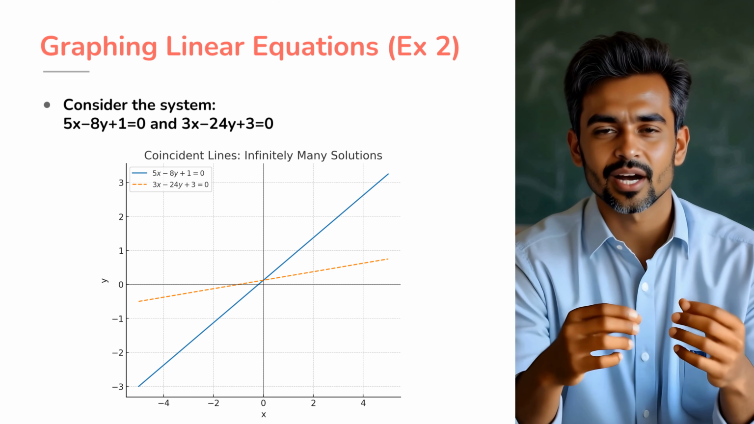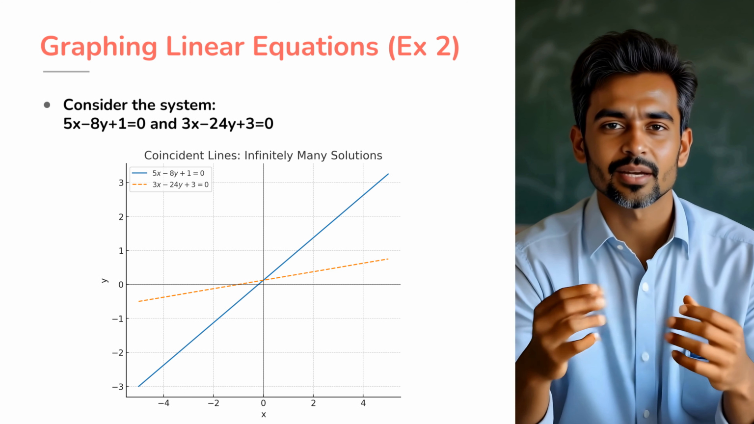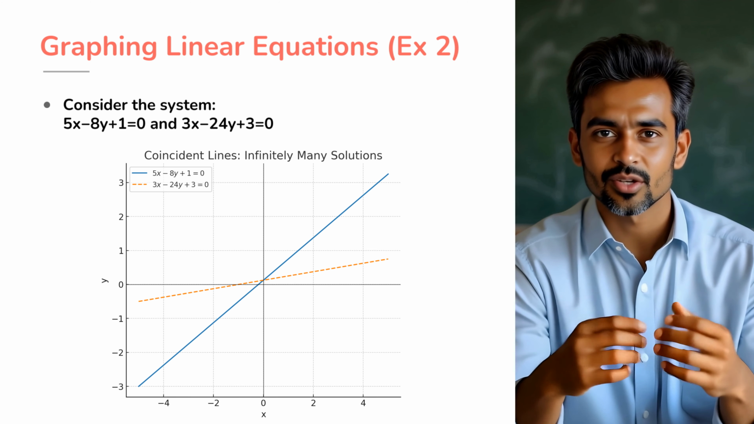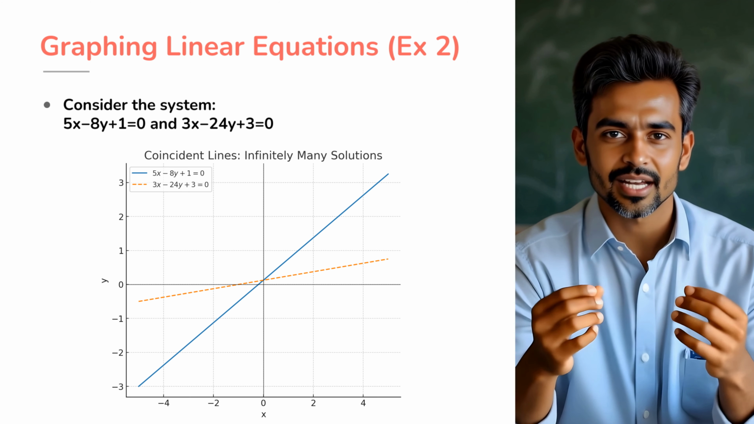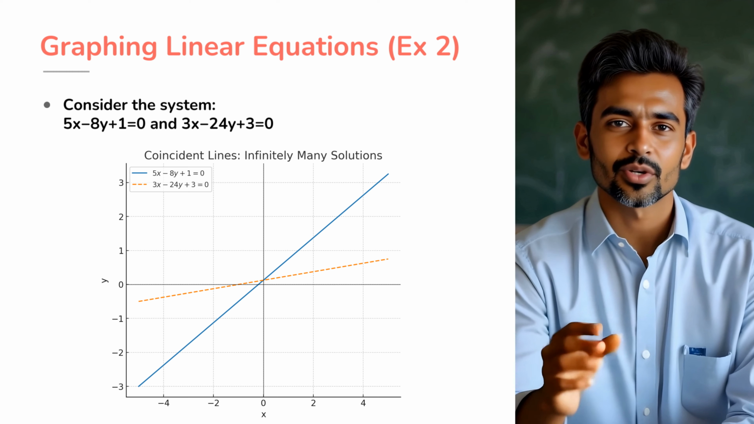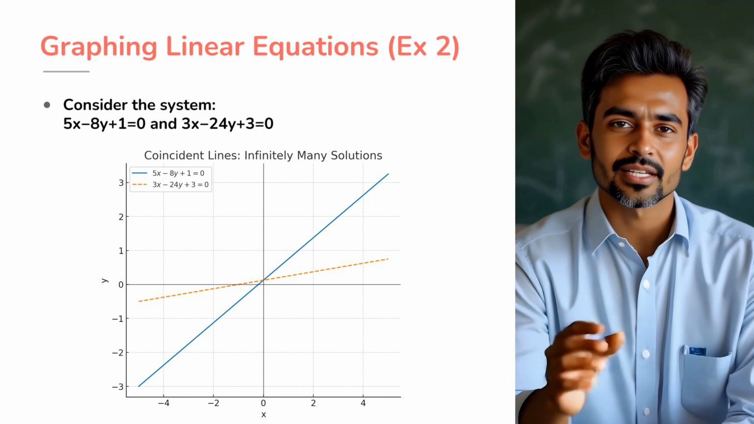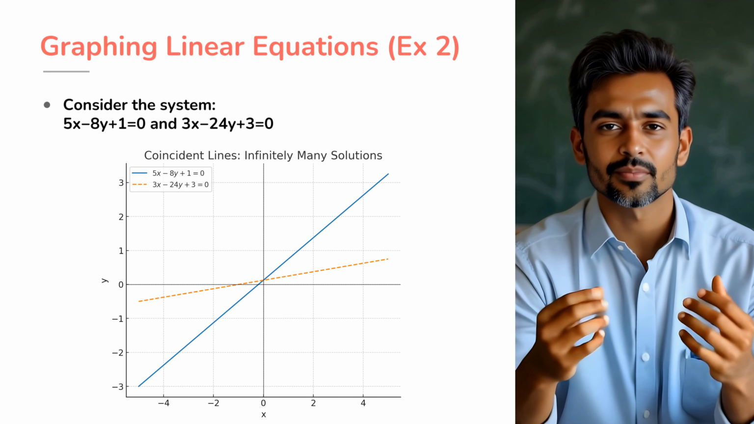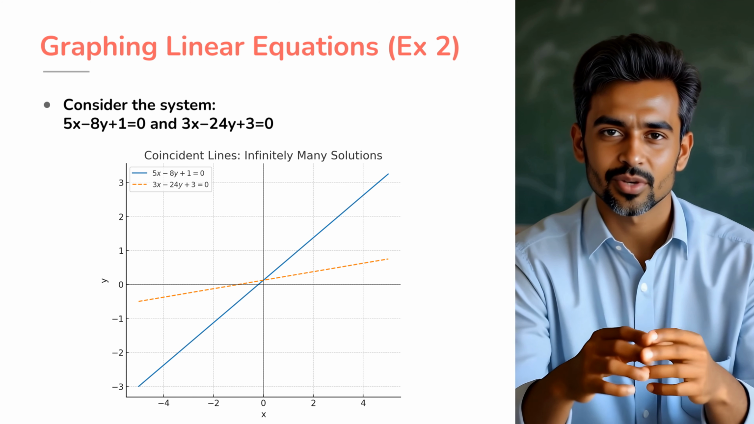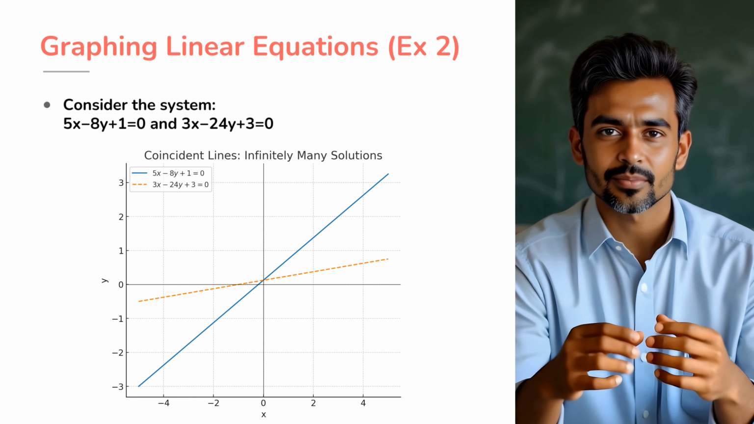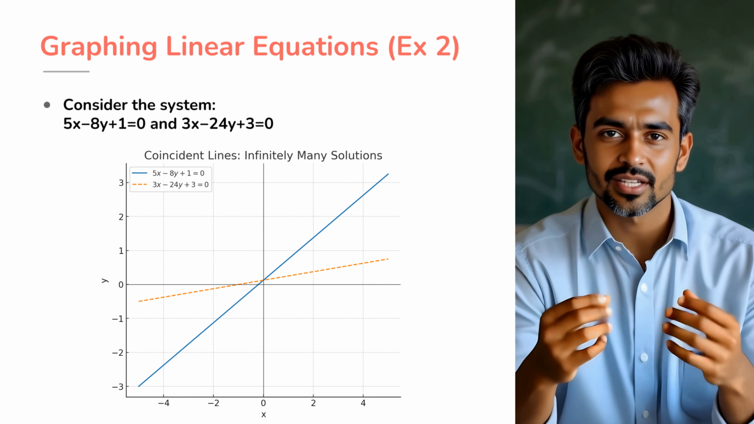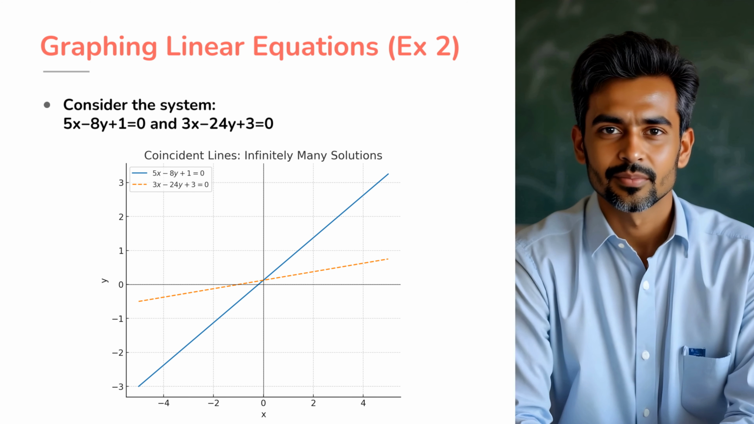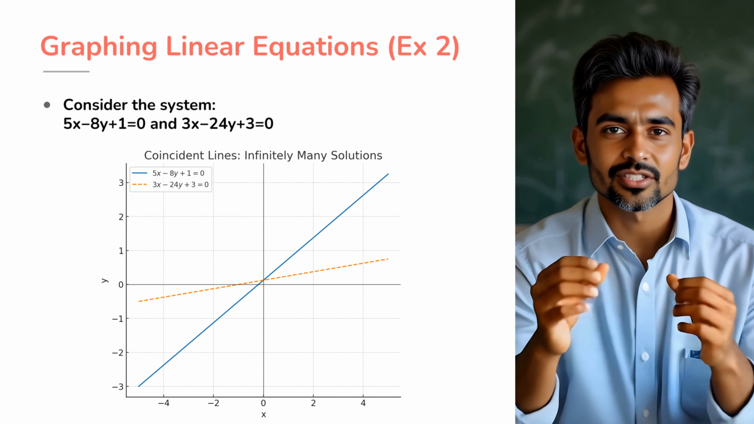Now let's consider another example where the equations have infinitely many solutions. 1, 5x minus 8y plus 1 equals 0. 2, 10x minus 16y plus 2 equals 0. We can simplify the second equation and find that it's essentially the same as the first equation. When we graph these two equations, we see that the lines overlap completely. This means that every point on the line is a solution to the system, and so we have infinitely many solutions. This is an example of coincident lines.